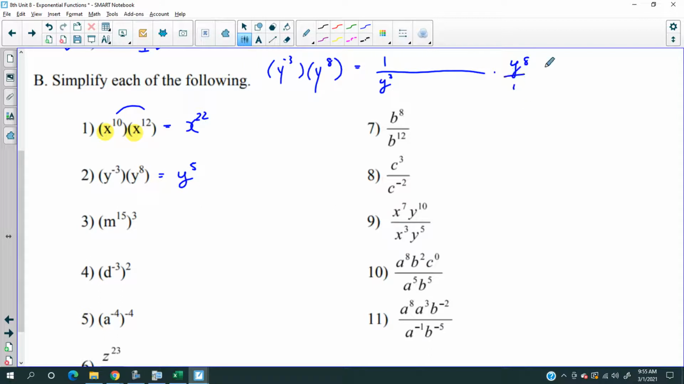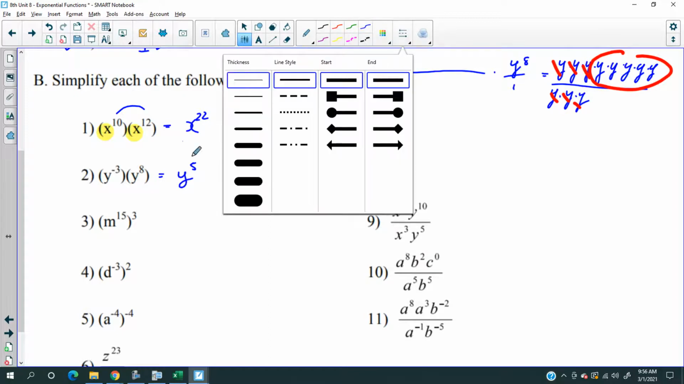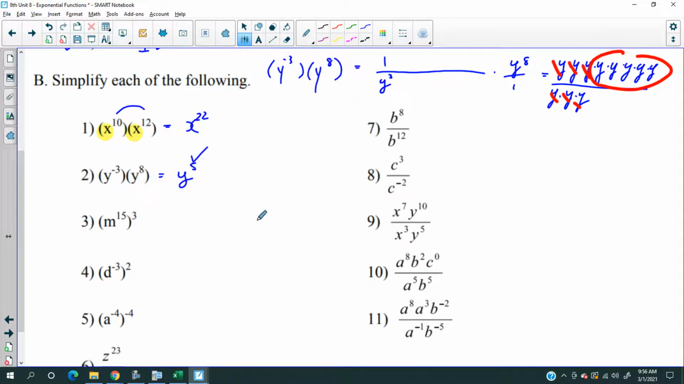Watch this. 1 times y to the 8th is y to the 8th, which means I have 8 of these y's: 1, 2, 3, 4, 5, 6, 7, 8. Whereas here, I have 3 of these: 1, 2, 3. And look, I can cancel them out. First pair, second pair, third pair. What am I left with? Yeah, y to the 5th. See that? So that's how these things make sense.